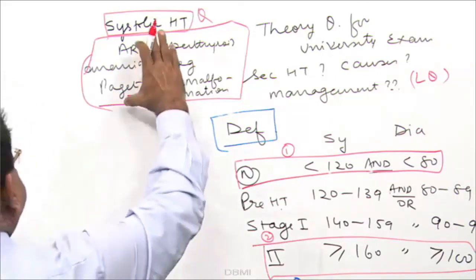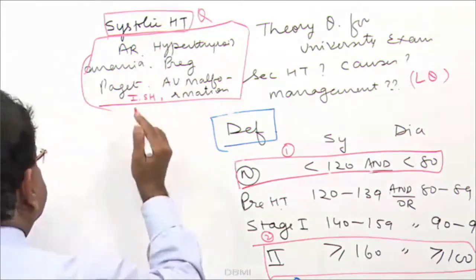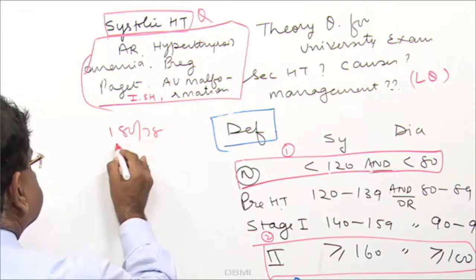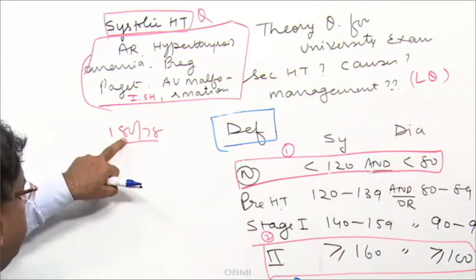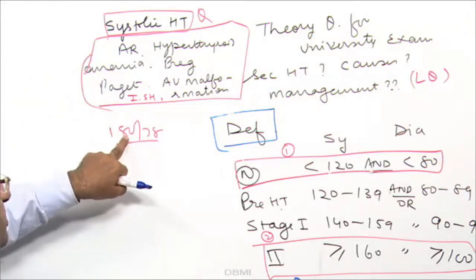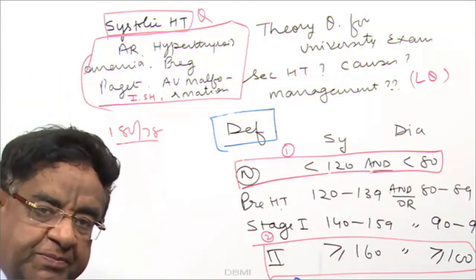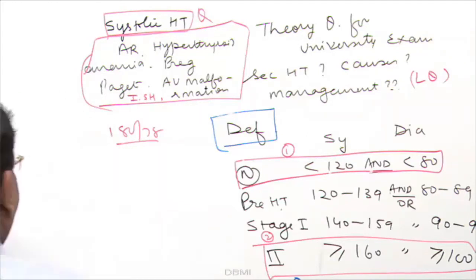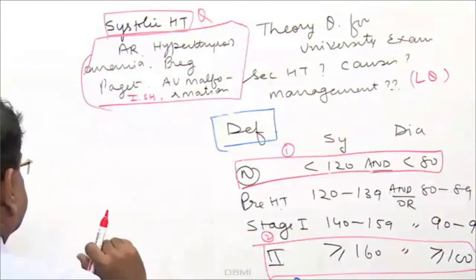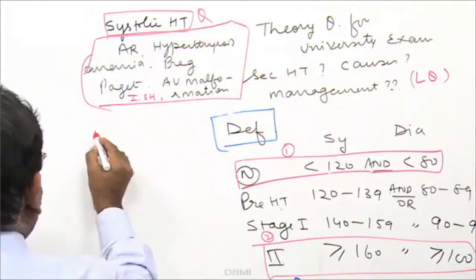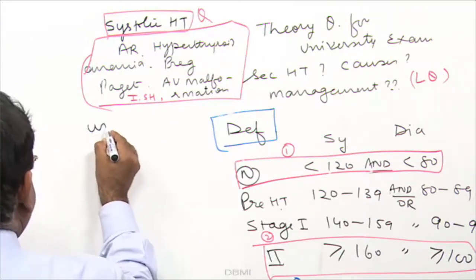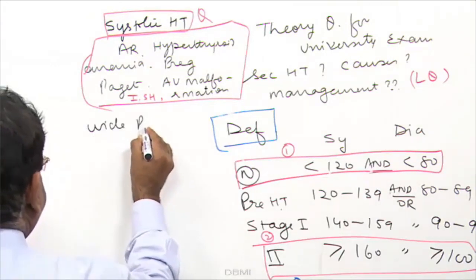Remember, what do you mean by systolic hypertension? Like in this patient, only systolic BP is high, like 180 by 78. Systolic BP is high, diastolic is below 80, normal. So we call this a case of systolic hypertension. Okay? Now, before I proceed further, in this case, systolic hypertension is there, so pulse pressure will be wide pulse pressure.